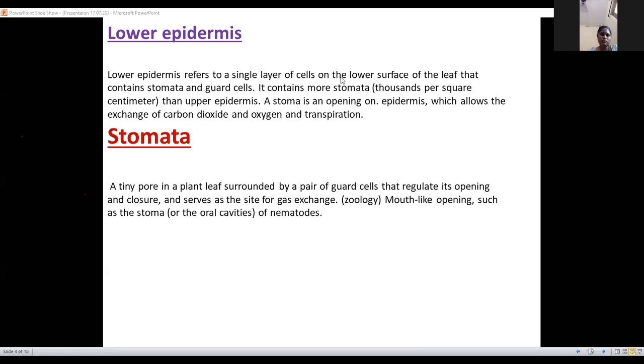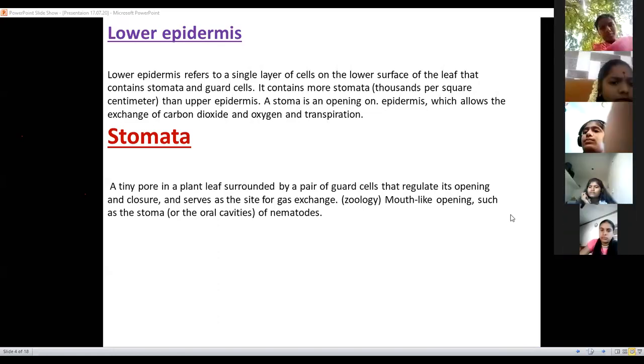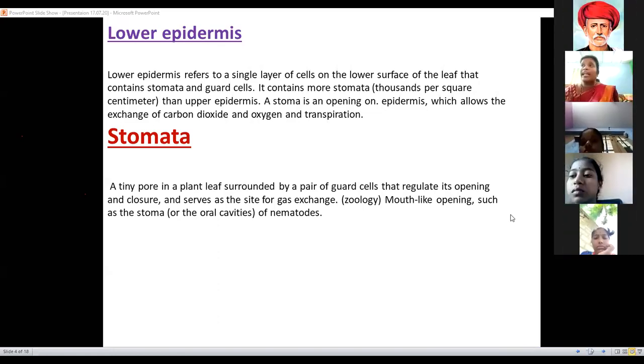Okay, the last one is stomata. A tiny pore in a plant leaf surrounded by a pair of guard cells that regulate its opening and closure and serves as the site for gas exchange and transpiration of the gases, carbon dioxide and oxygen.